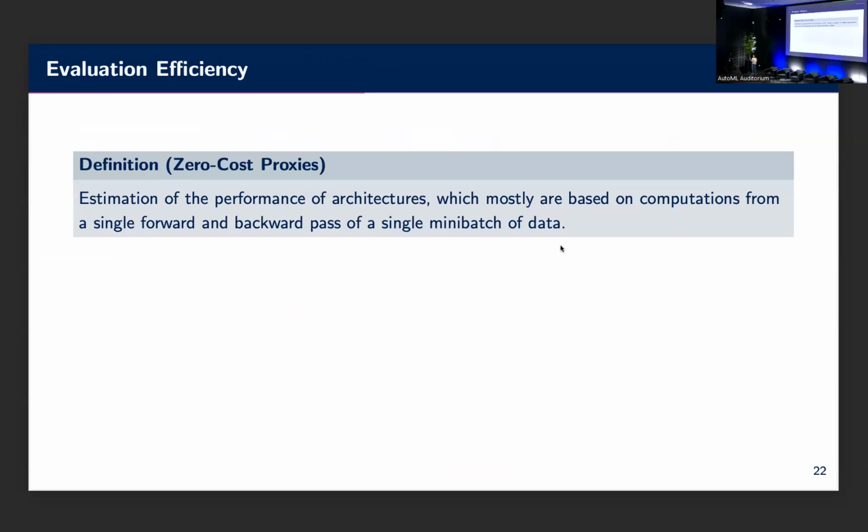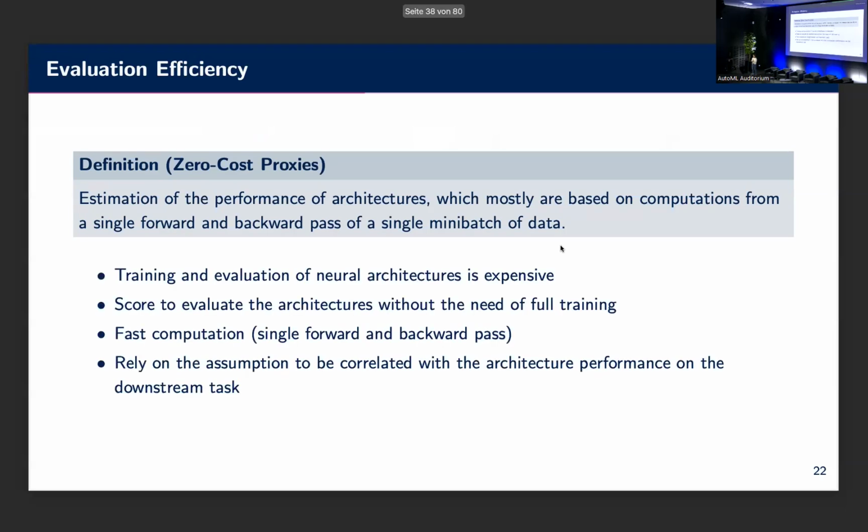Zero-cost proxies are kind of an estimation of the performance of an architecture, which is mostly based on computation from a single forward and backward pass of a single mini-batch of data, meaning the most the architecture actually sees is up to 32 training data points, one forward and one single backward pass. Therefore, we omit the expensive training and evaluation of architectures. We have a score without the need to train the architecture. It's a fast computation.